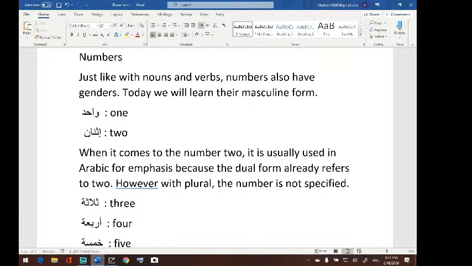Ithnani, two. Even the number has the alif and the noon. When it comes to the number two, however, it is usually used in Arabic for emphasis because the dual form already refers to two. So in Arabic, because dual can only mean two, they don't usually use the number two. So you don't have to say kitabani ithnani, because kitabani already means two books. By adding ithnani, you're only putting emphasis.